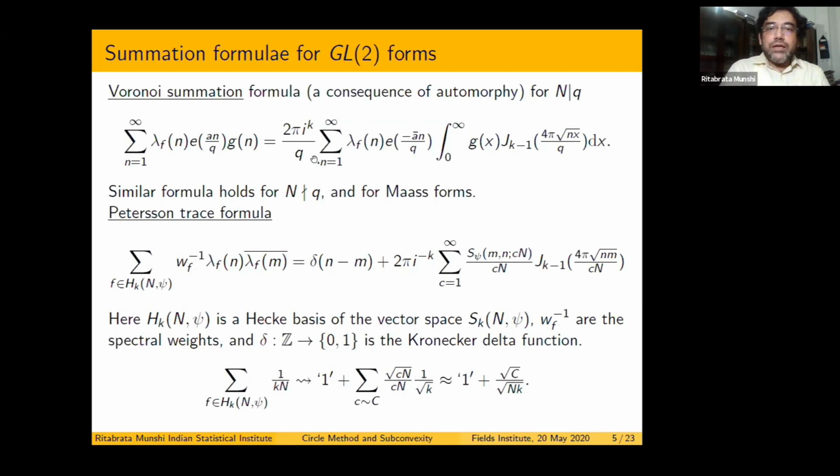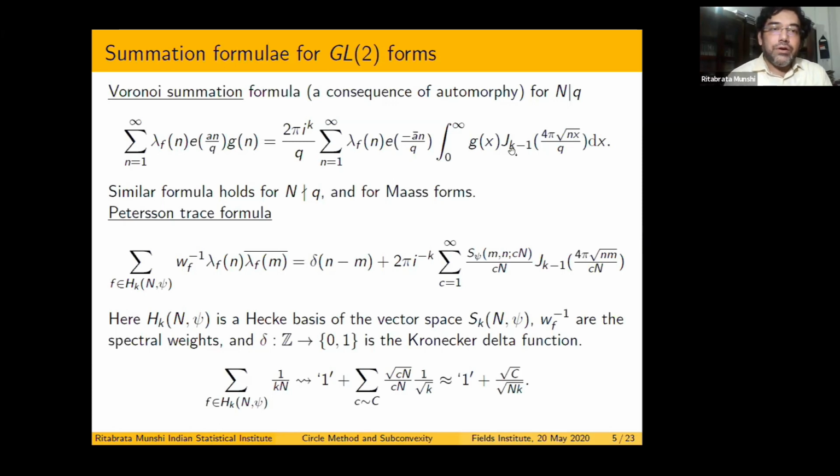And on this side, this an gets transformed into minus ā n, where ā is the multiplicative inverse of a modulo q. I'm assuming that a and q are coprime, so this fraction over here is reduced. And on this side, we have the Hankel transform of the function g. Here J_{k-1} is the J-Bessel function of order k minus 1.